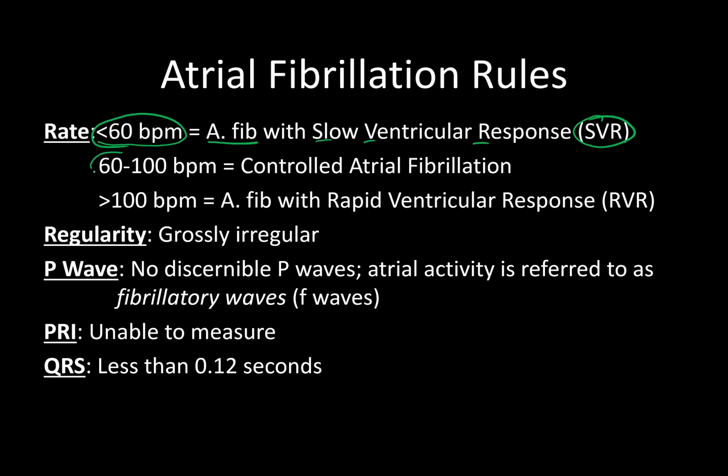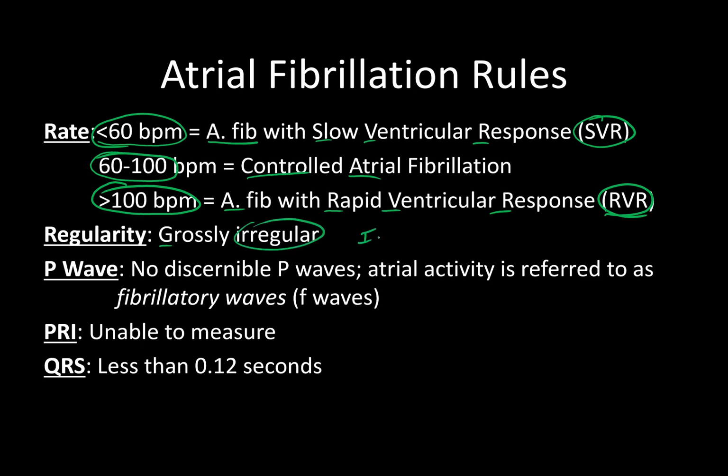Now, if you happen to be in the rate of 60 to 100, that's simply controlled AFib, meaning that heart rate has been controlled to the point where it's within a normal range. Anytime it gets above 100 beats per minute, that's what we call AFib with rapid ventricular response, RVR. And it's important to make those distinctions because you don't want to call it tachycardic AFib. Oh no, it's AFib with RVR, AFib with SVR, meaning slow, fast. Irregularity from both a ventricular and atrial standpoint is just grossly irregular.